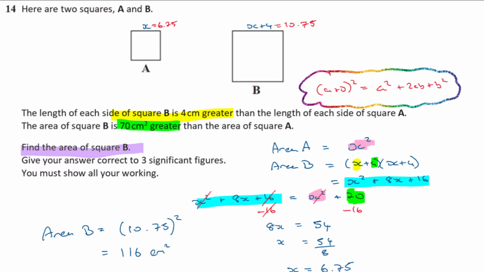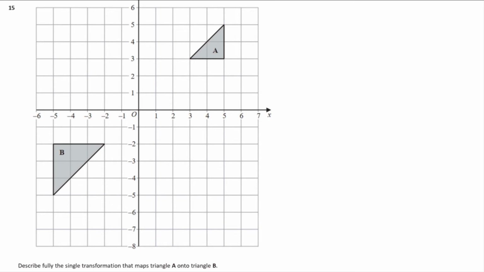Question 15: describe fully the single transformation that maps triangle A onto triangle B. So triangle A is my original, my object, and triangle B is my image. It's what I get after the transformation has happened. Now look at those, straight away I can see that B is bigger than A, and the only transformation for GCSE that you need to know about that changes the size of a shape is enlargement. So I know straight away that this is an enlargement.